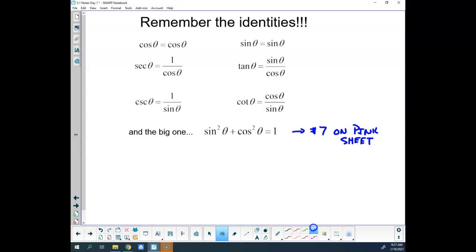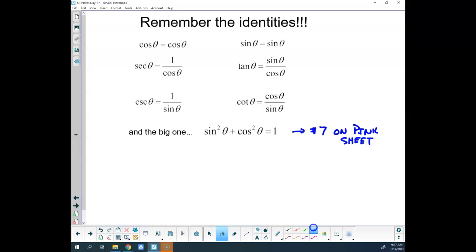And then we have also on the pink sheet, when it's equal to cosine. So cosine squared is 1 minus sine squared, and sine squared is 1 minus cosine squared. Okay? So that's number 7 there on the pink sheet.